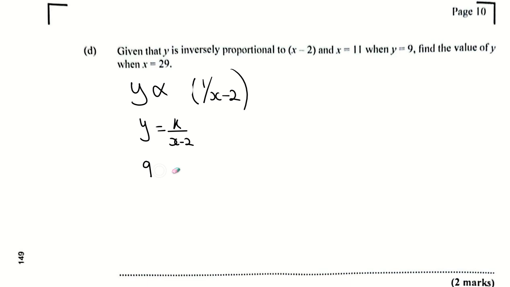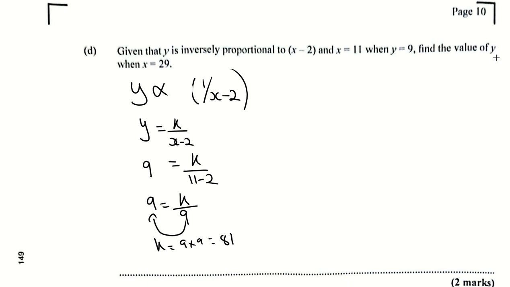Y is 9, so 9 is equal to k over 11 minus 2. That is 9 is equal to k over 9. Right, carry this across, we can see that k is 9 multiplied by 9, which is equal to 81. So my constant is 81.